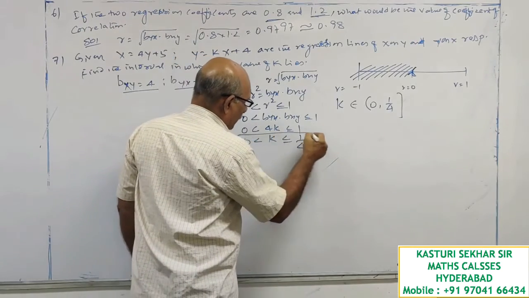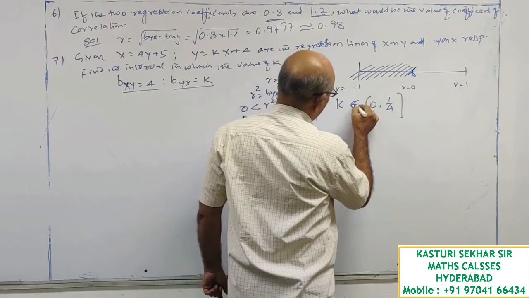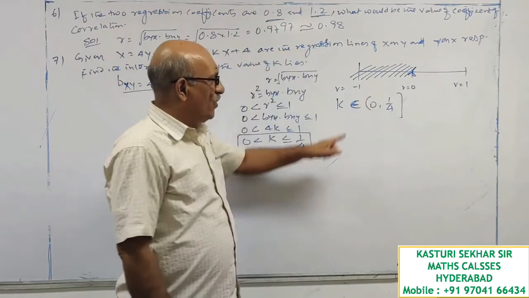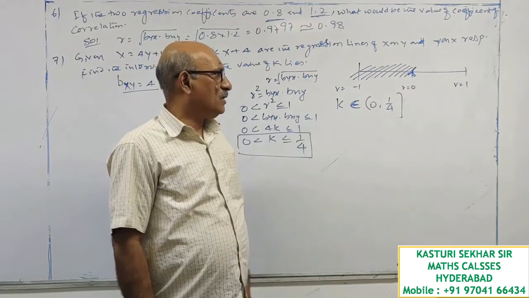Either you can leave the answer this way or you can write it in this manner: k belongs to the interval where 0 is excluded, so it is open, and 1 by 4 is included. This is 1 by 4.